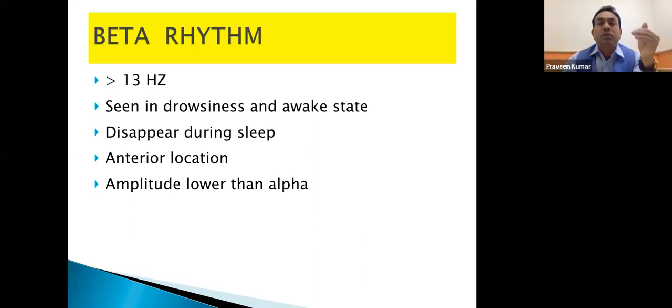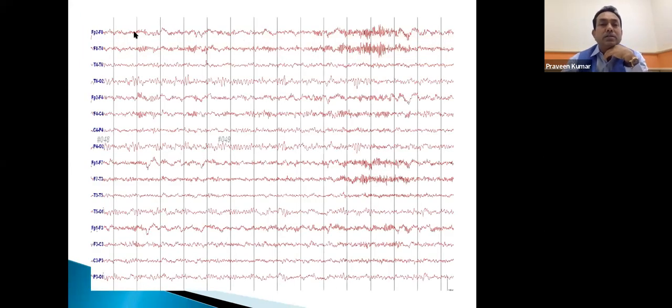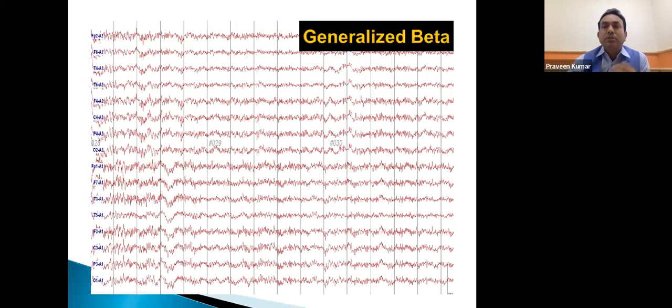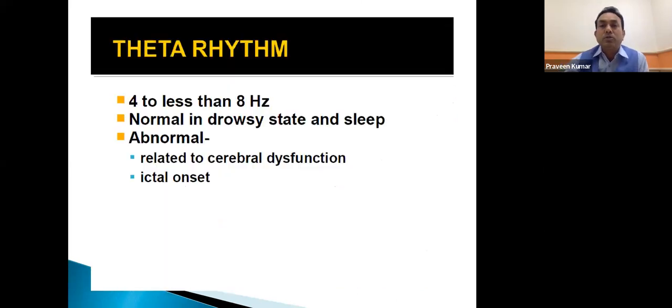Second is the beta rhythm. The name says it is more than 13 hertz, normally seen in drowsiness, and it especially disappears during the latter part of sleep. We see it anteriorly, as we have seen in different EEGs. These are the beta waves you see anteriorly. Posteriorly, you see more alpha waves, especially in drowsiness or wakefulness also. Generalized beta we normally see with a lot of drugs being given in those cases.